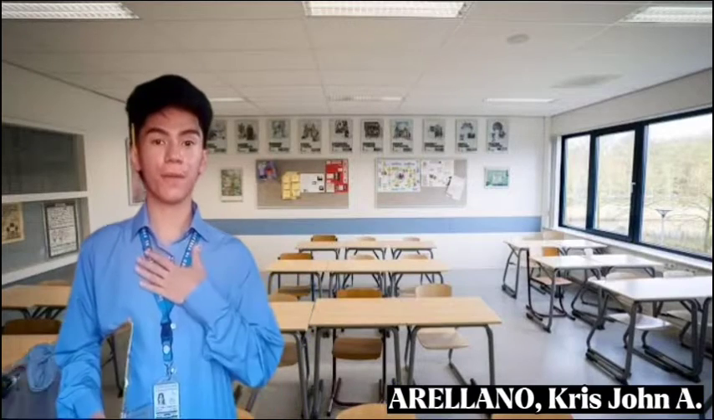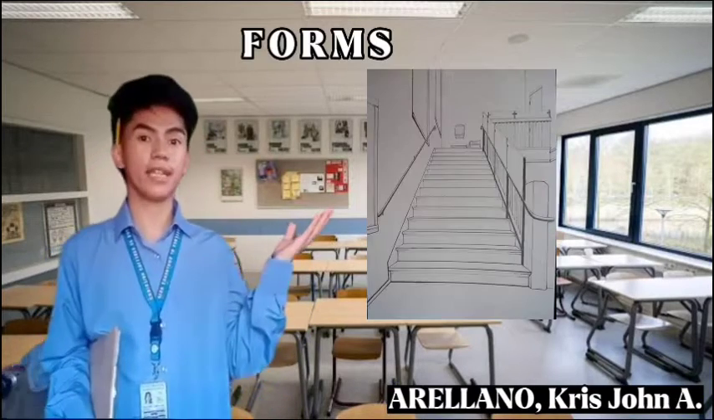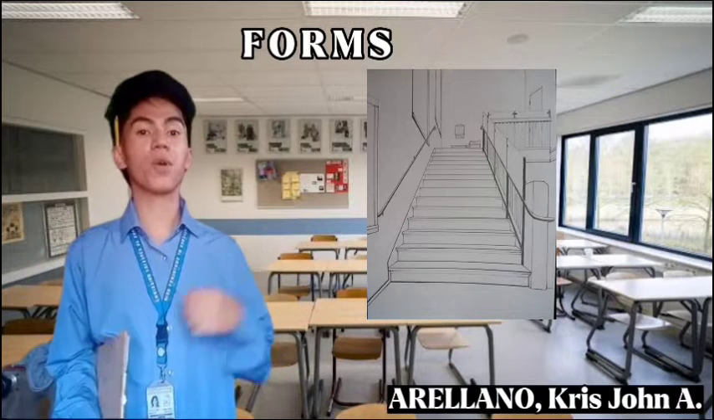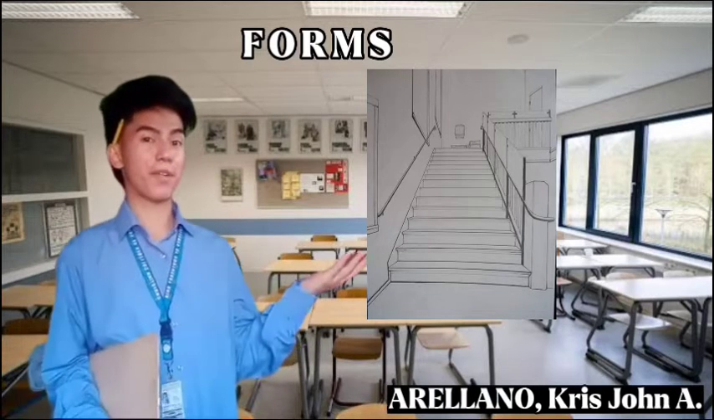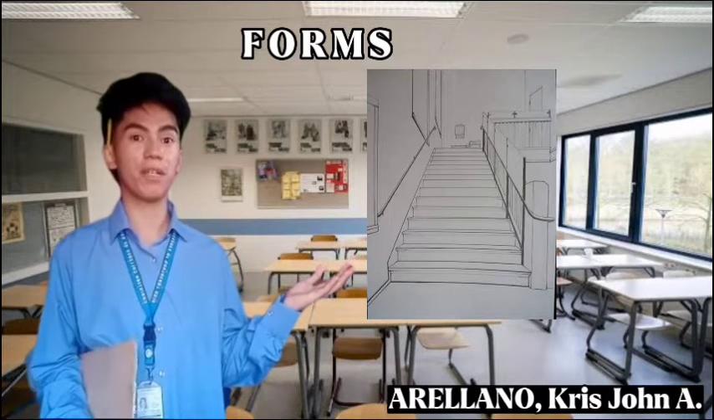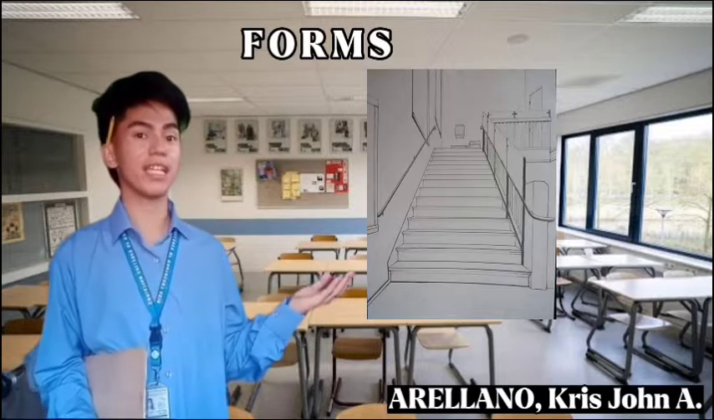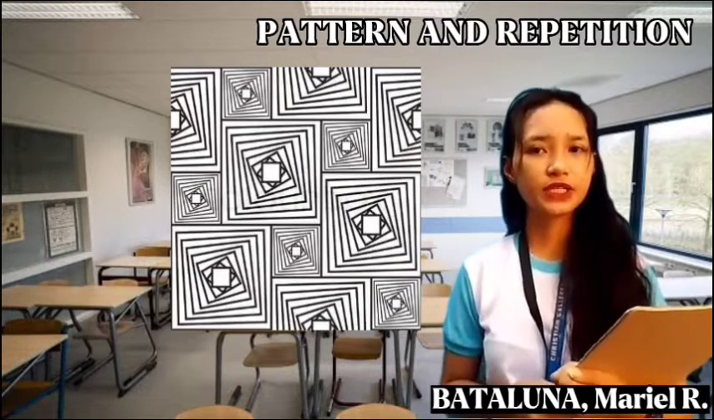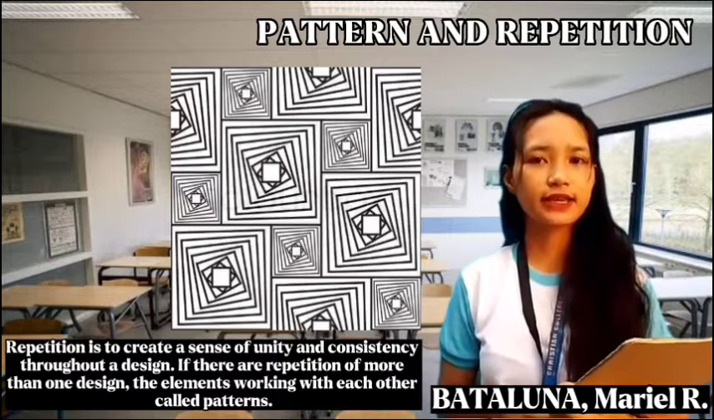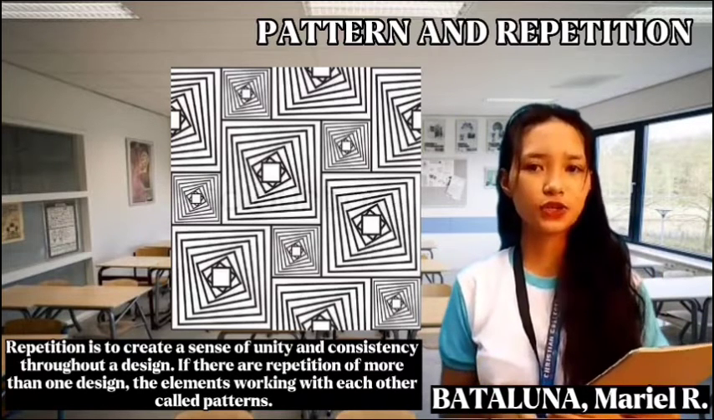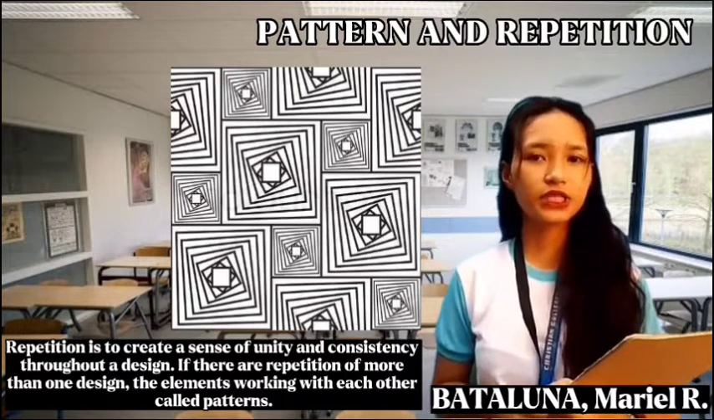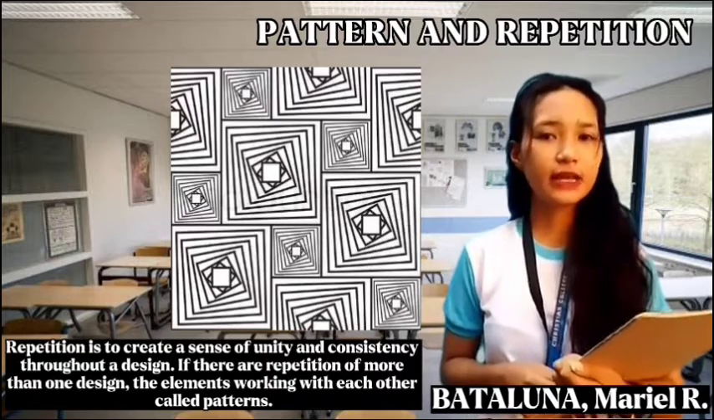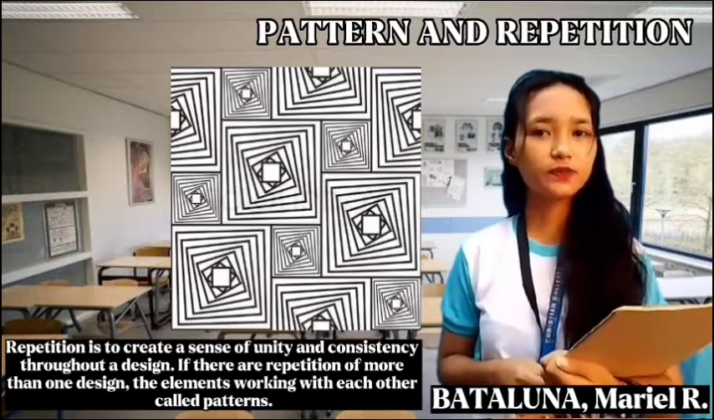A few minutes later. Sir, I'll go first. This design is a three-dimensional figure. I use forms because, as you can see, it refers to the shape or configuration of a building or things. These shapes have an illusion of three dimensions. I am using pattern and repetition. Repetition is to create a sense of unity and consistency throughout the design. If there are repetitions of more than one design, the elements working with each other are called patterns.